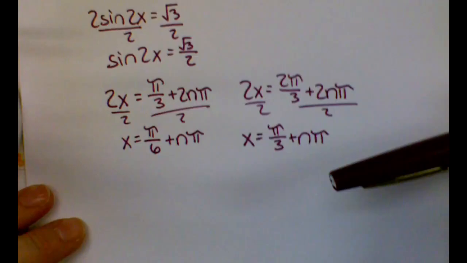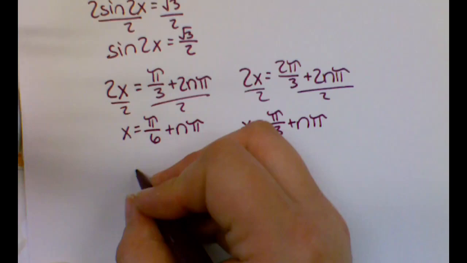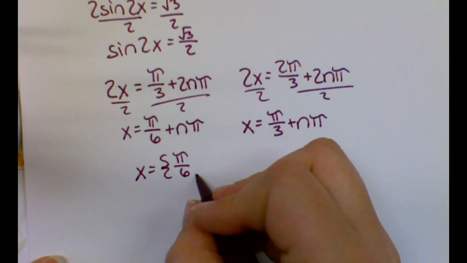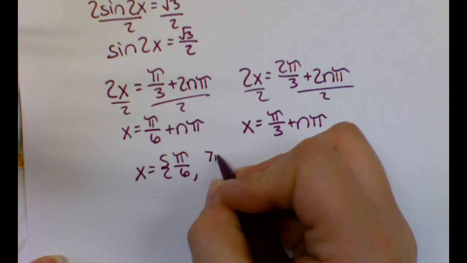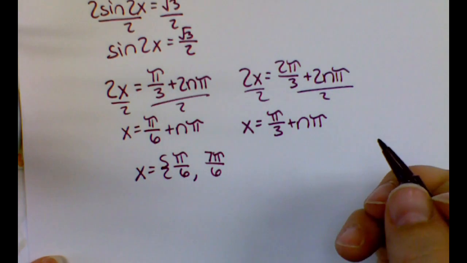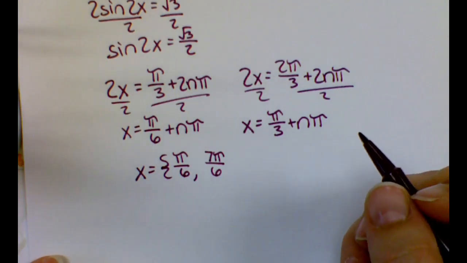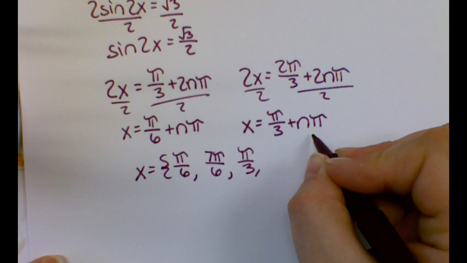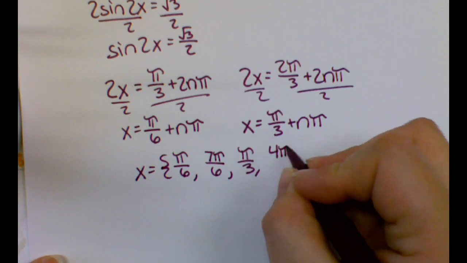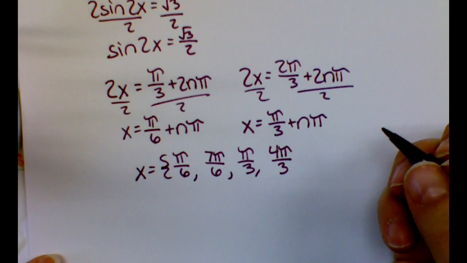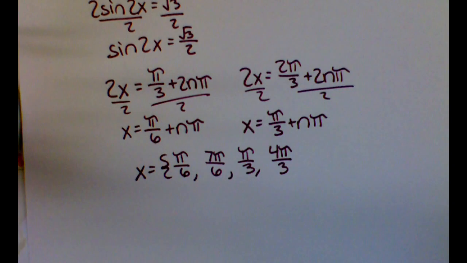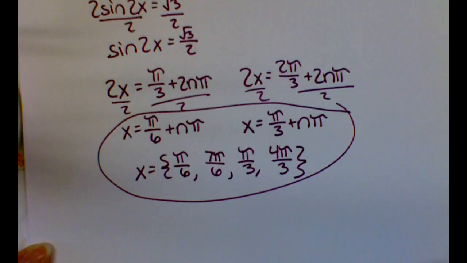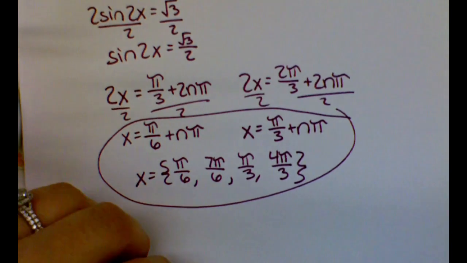Now let's use that to figure out all of our solutions between 0 and 2 pi. We start with pi over 6. All right. Then we add n pi, which makes 7 pi over 6, which is still between 0 and 2 pi. If I add n pi again, I get 13 pi over 6, which is more than 2 pi. All right, then I have pi over 3. Add n pi. I get 4 pi over 3, which is still between 0 and 2 pi. Add pi again, and I get 7 pi over 3, which is too big. So I had more solutions because of that multiple angle inside my trig function.